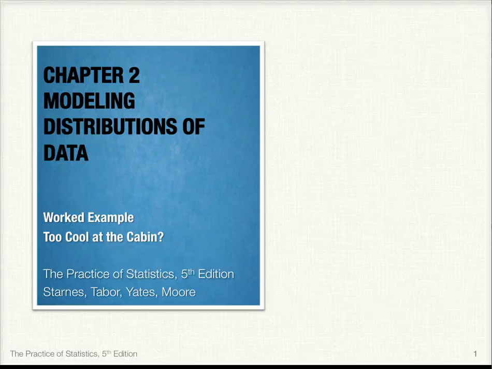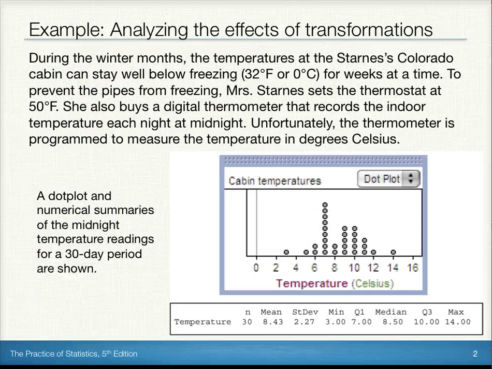In this example, we'll take a look at analyzing the effects of transformations. During the winter months, the temperatures at the Starnes Colorado cabin can stay well below freezing. That's 32 degrees Fahrenheit or 0 degrees Celsius for weeks at a time. To prevent the pipes from freezing, Mrs. Starnes sets the thermostat at 50 degrees Fahrenheit.